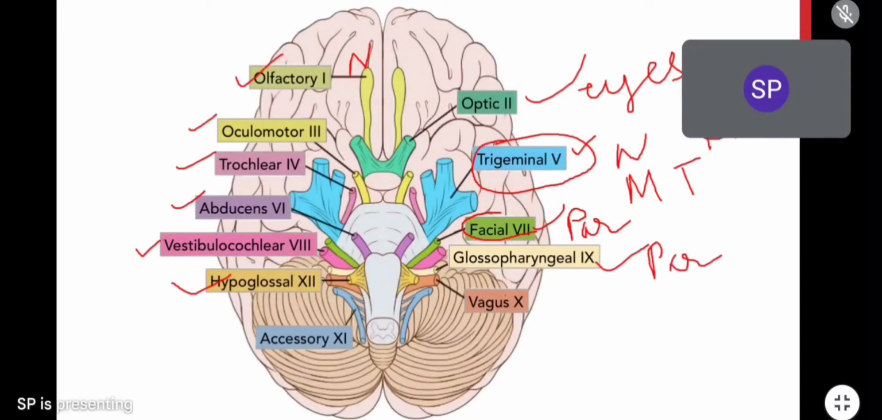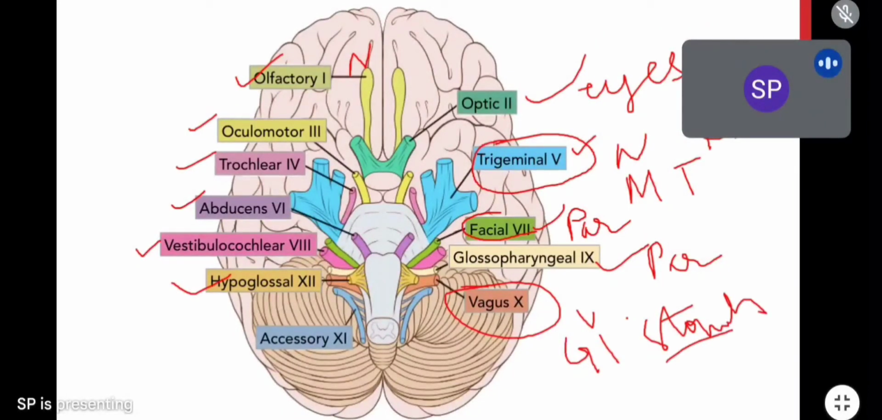And the 10th one is vagus. Very, very important. This 10th nerve is very important because it is innervated mainly to the GI tract, mainly the stomach. One more very, very important point, I'll explain later. So these are the different cranial nerves. Just for understanding purposes, I am explaining these things.